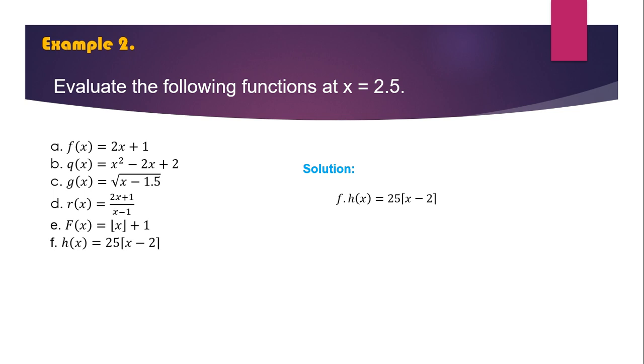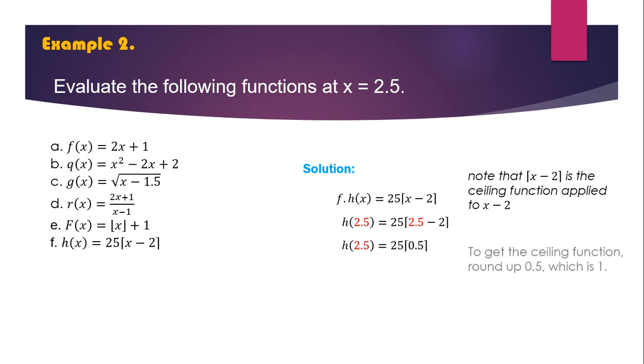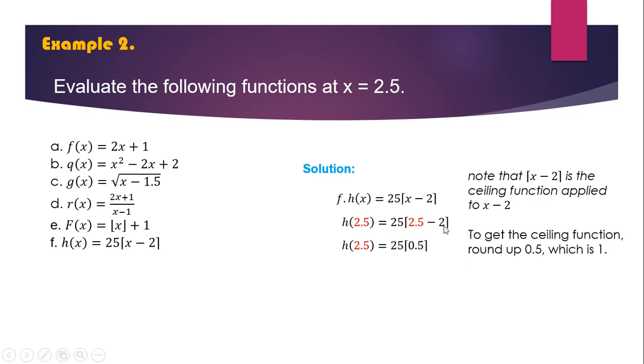H of x is equal to 25 times the ceiling function of x minus 2. So note that the ceiling function x minus 2 is the ceiling function applied to x minus 2. So the same, just replace x with 2.5. That is equal to 25 times the ceiling function of 2.5 minus 2. Okay, so 2.5 minus 2 is just 0.5. So it becomes h of 2.5 equals to 25 times the ceiling function of 0.5.